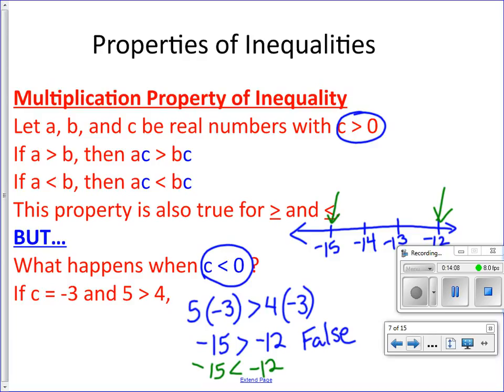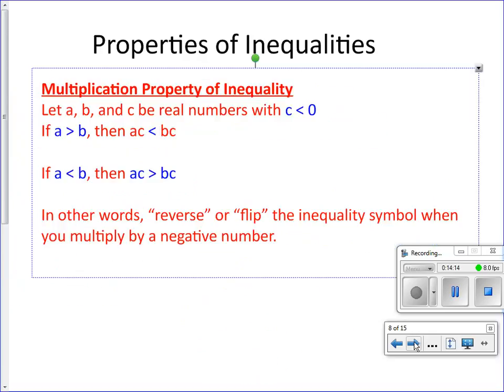So that leads us to the following property. If C is less than 0, okay, then if we take an expression where A is greater than B, when we multiply by a negative number, we have to flip the inequality symbol. Let me get a different color here. Notice that here it's greater than, but if we multiply by a negative number, we flip the greater than and make it less than.